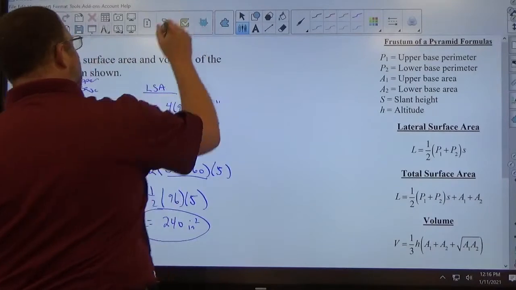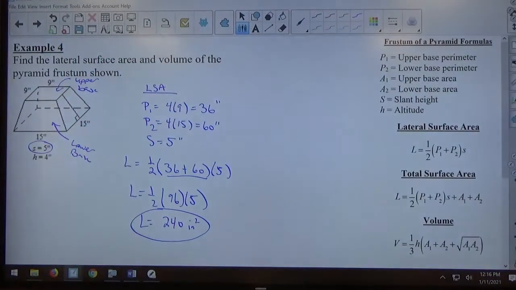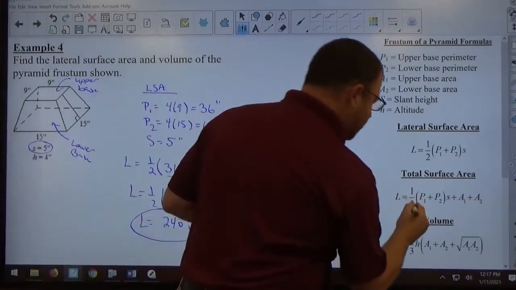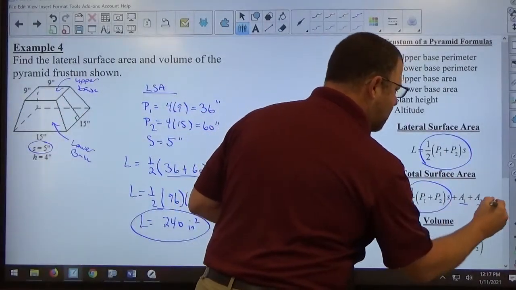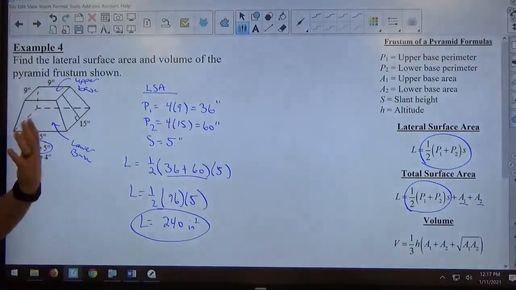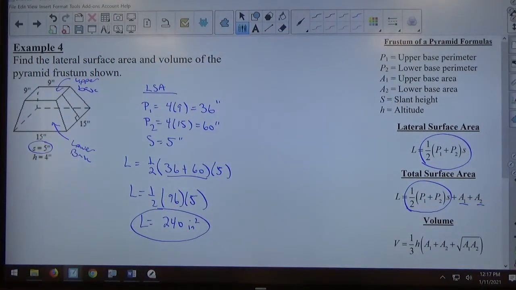The lateral surface area is 240 square inches of this frustum. And again, that's simply the area of each side. So this side, this side, this side, this side. If we wanted the total surface area, we would add the square on top and the square on bottom to the lateral surface area. So you can see there's the lateral surface area right there. We simply add the top and bottom area to get the total surface area. So that's the difference between lateral versus total surface area in this. Right? They don't ask for total surface area, so that's not needed.